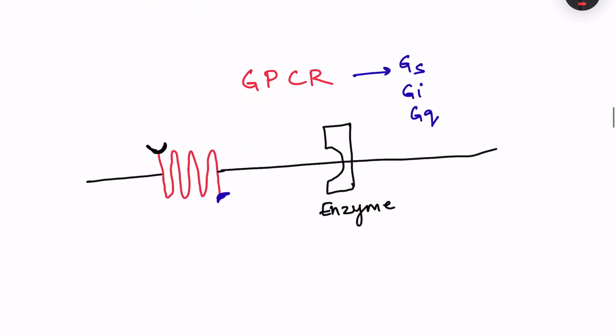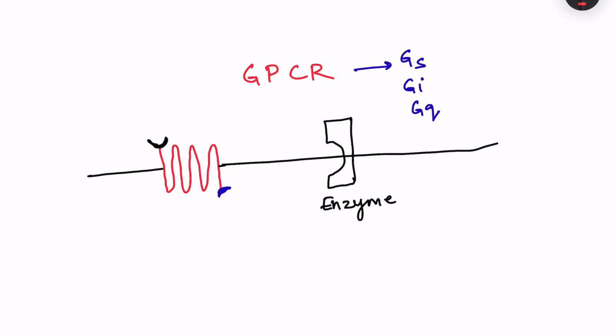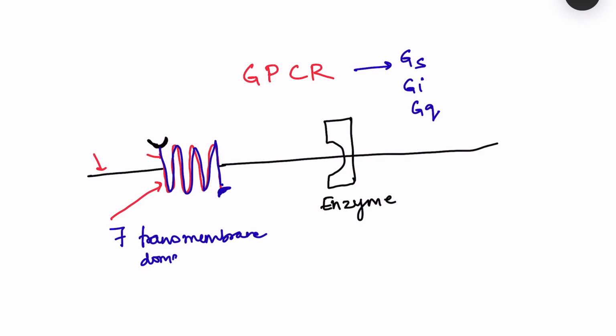Moving on to the next mechanism, that is the G protein coupled receptor. As the term indicates, it is linked to G proteins. Here this diagram is showing a G protein coupled receptor, and as you see, this receptor has a structure such that it crosses the membrane 7 times. If you count the number of times it is crossing the membrane, it will be 1, 2, 3, 4, 5, 6, 7. So it is having 7 transmembrane domains. That is why it is also known as 7 helix receptor or serpentine receptor.